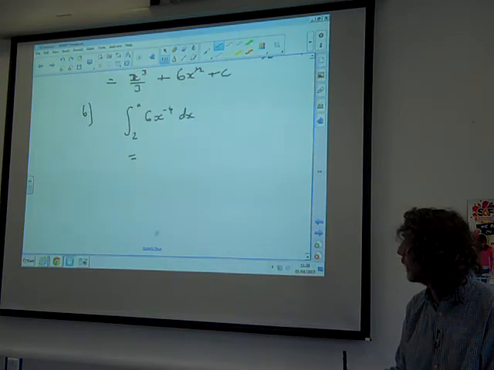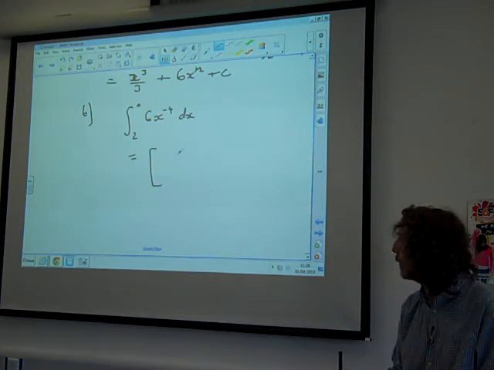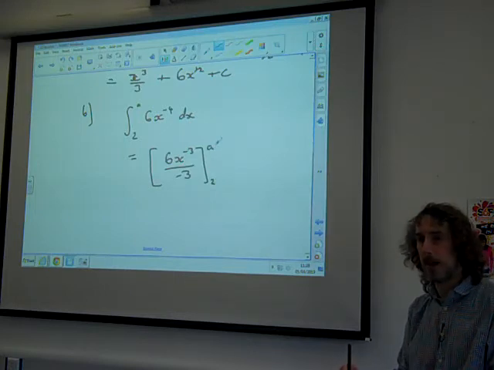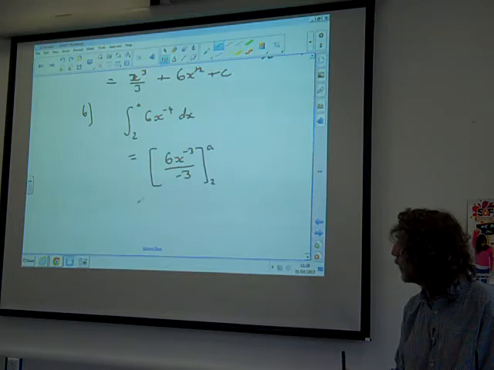So if we go into this now, carefully work our way through. Add 1 to the power and divide by the new power. So we've got 6x to the minus 3 over minus 3 between 2 and a. We're then going to substitute things in.